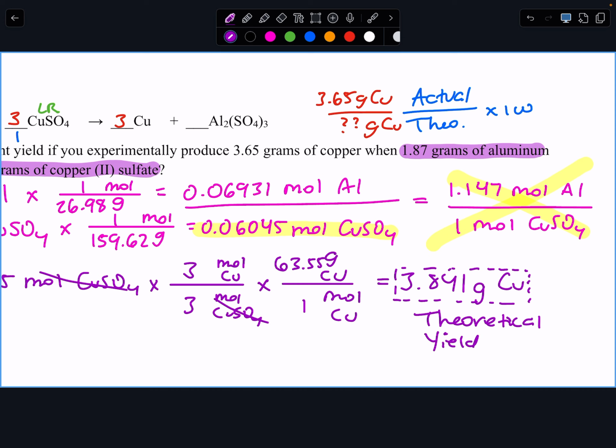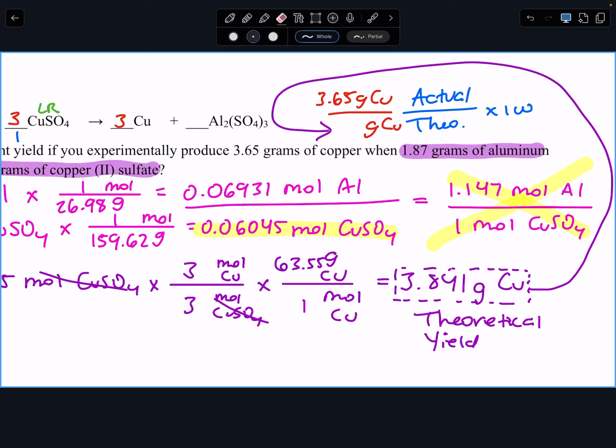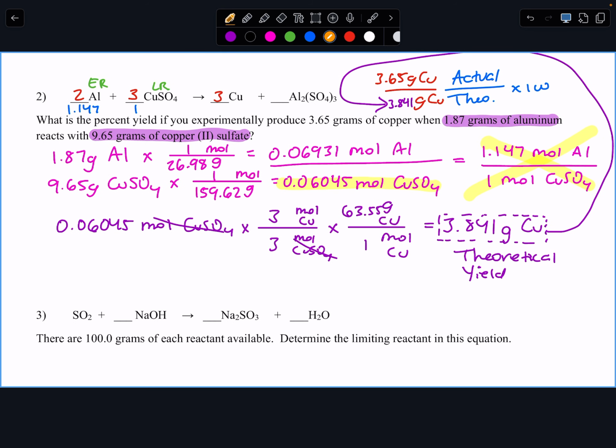So this is our theoretical yield. Okay, so I'm going to take this number and put it where? At the bottom of the fraction, correct? Okay, so then I will put 3.841. So when you divide and times by 100, what do you end up getting? I got 95.02. Good. So 95.0 is 3 sig figs. That is our percent yield. Is this a good yield? Yes.